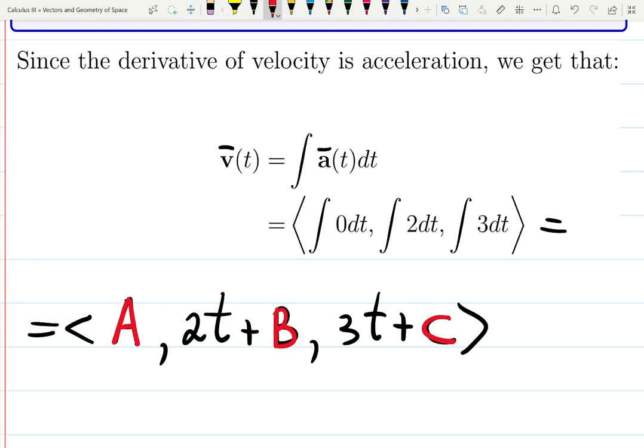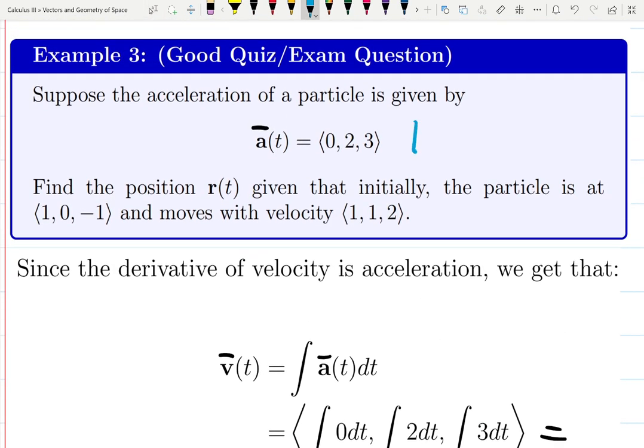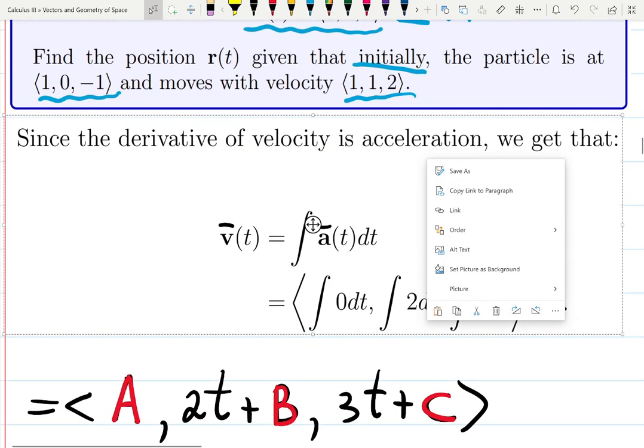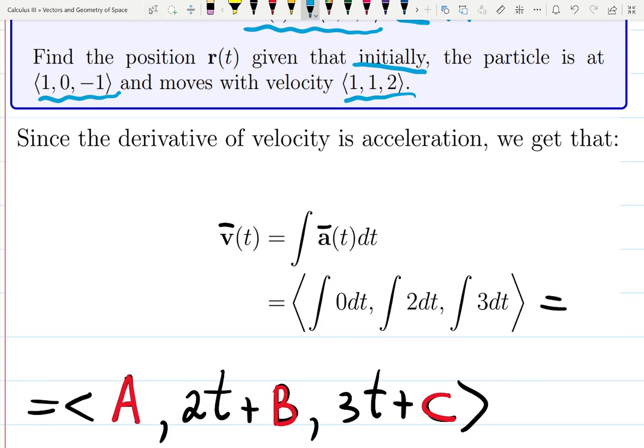How to find them? This is what's called an IVP. Who remembers what it means? Initial value problem. Exactly. Good job. That is in the differential equations class, if you take it, and Calculus 1 and Calculus 2 will also teach you initial value problems. It's when something is given with initial conditions. That's what we call initial values. Initial values are given for the velocity and position. So it says find the position r, given that initially the particle is at the location r, 1, 0, minus 1, and moves with the given velocity. That is what we call v sub 0.